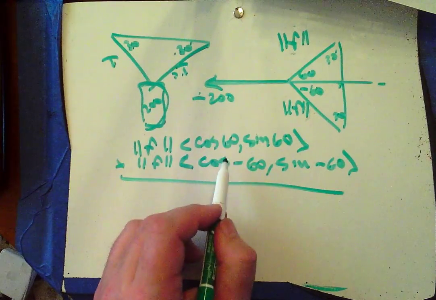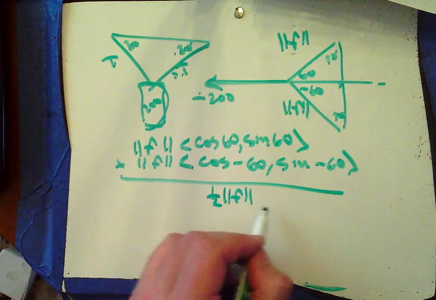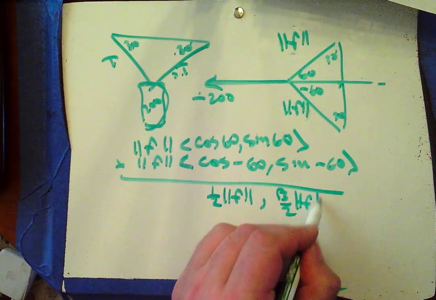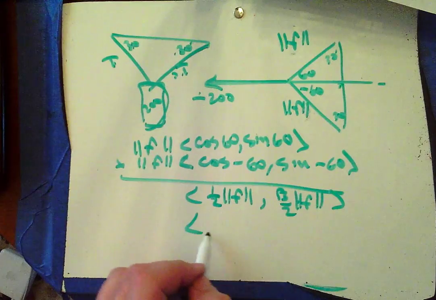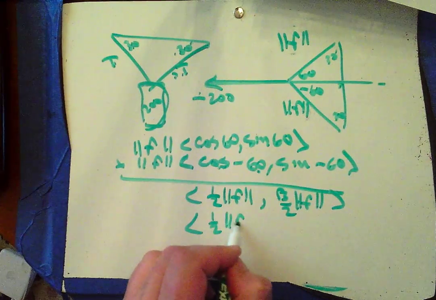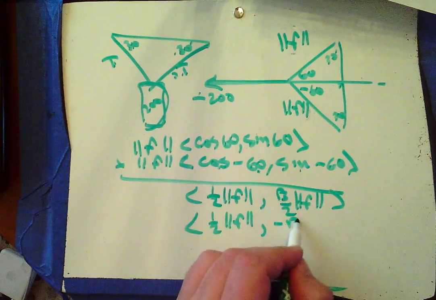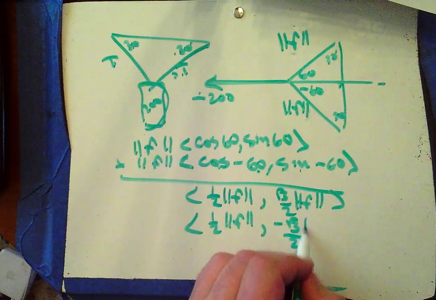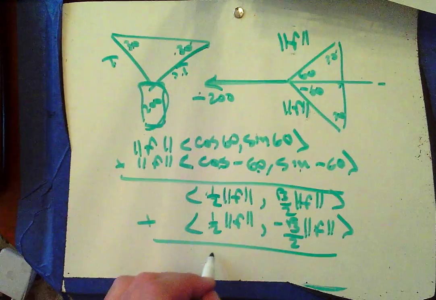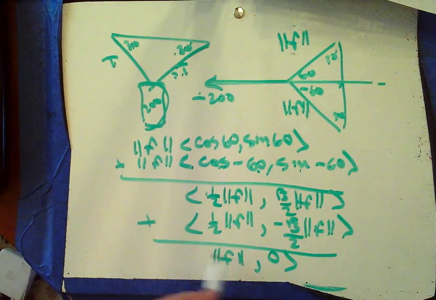And I end up with cosine of 60 is 1/2. So I have 1/2 magnitude of F, comma, root 3/2 magnitude of F. And then the other side of the anchor, the cosine of negative 60 is also 1/2, and the sine of negative 60 is negative root 3/2 magnitude of F. And we can see that when we add these together, 1/2 plus 1/2 is magnitude of F. And over here, these are opposites, so they cancel, we get 0.